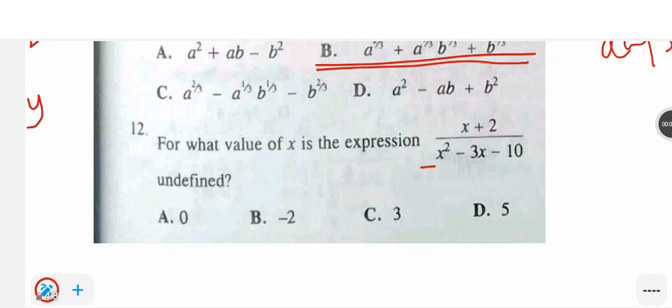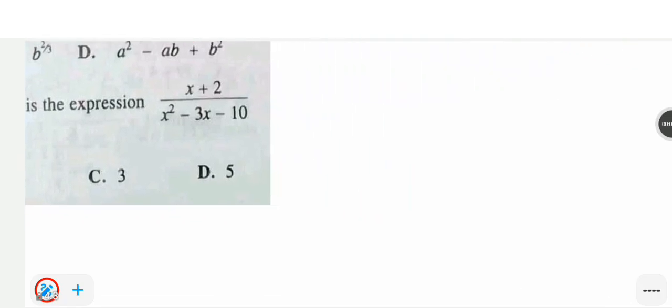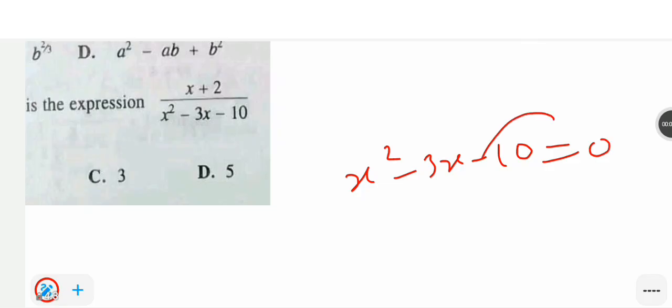So focus on the denominator. Forget about this top part. So that means you have x squared minus 3x minus 10. You're going to equate this to 0. Okay, so if you factorize this, you look for two numbers that if you multiply, you're going to get 10. If you add or subtract, you're going to get 3.